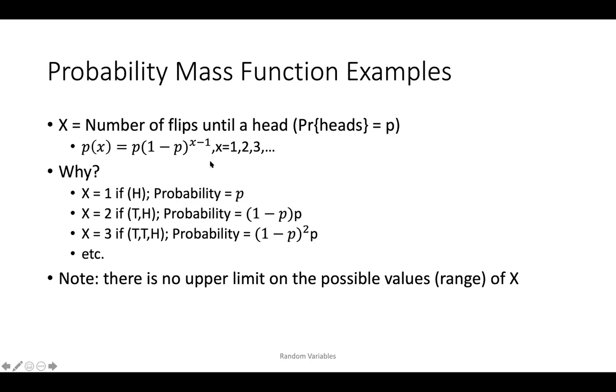And notice that there's no upper limit on the possible values. That is, the range of x is all positive integers. So it's discrete, but countable. So a discrete random variable need not be finite. It could be countable.